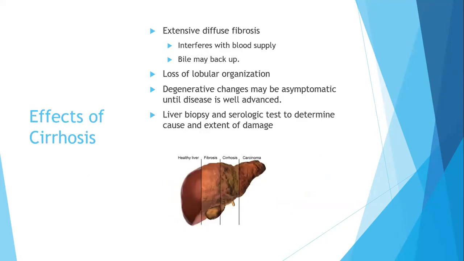Because the liver is always building itself back up, you start to get fibrosis where you don't have functional tissue, you have scar tissue, and it interferes with the blood supply, and you might get backup of bile, which can then cause hepatitis. You get loss of the lobular organization. So the liver's very organized. Those lobule cells are in those little hexagonal wedges, basically. And so when you get all that fibrosis, you get loss of the organization.